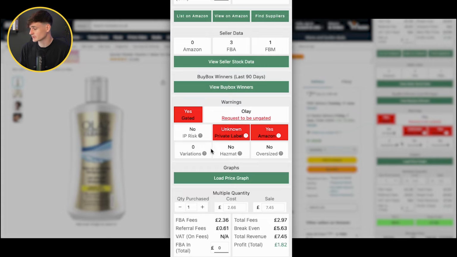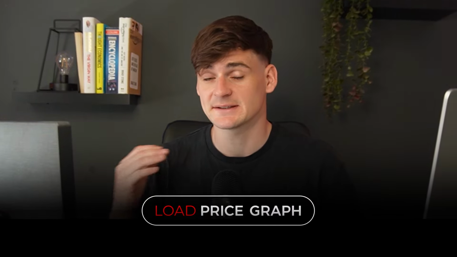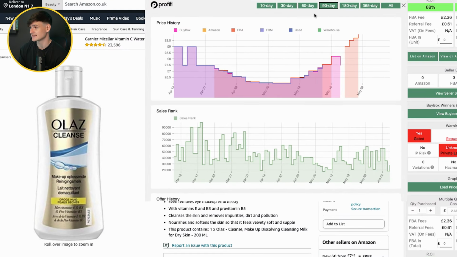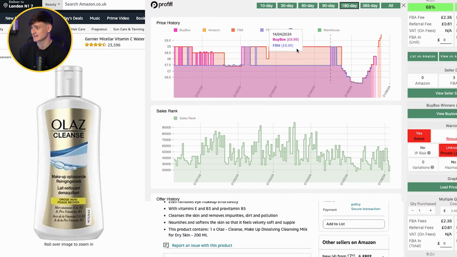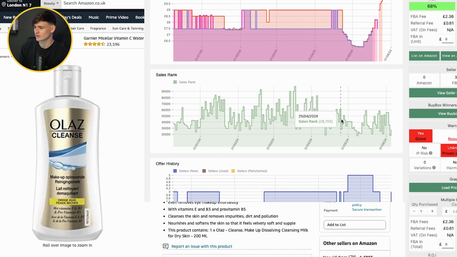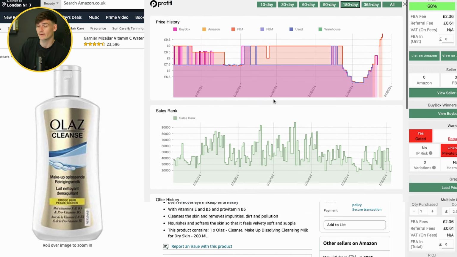To look at the graphs, we just come down on the Profitl Chrome extension and we click load price graph, and this is going to load up all the historic data for this product. Currently it's set on 90 days. I'm going to take this back to 180 days, and some people may want to take this back even further. Realistically, there's three main things we're looking at when it comes to reading a graph. First is the price and comparing it against the sellers and what price they're selling it for. Then we've got the sales rank, and then we've got the offer history. So I'll go through each one of these one by one.